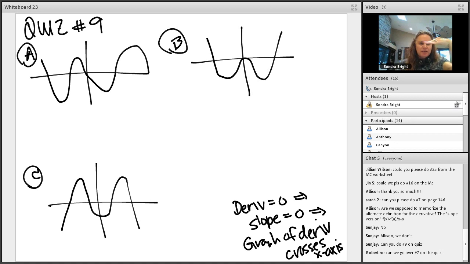Okay, so that's what I'm going to do. I'm going to identify each of these graphs. I'm going to identify the x values where the slope is 0. It's always going to be at the top of a hill or at the bottom of a valley. So your slope is 0.